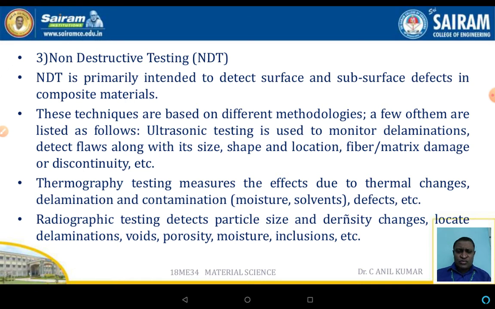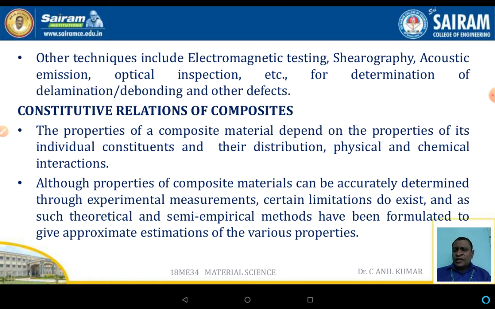The ultrasonic testing is used to monitor the delaminations, defects, flaws along the axis, as well as the size, shape, location, the fiber matrix damage, as well as discontinuity. Thermography test measures the effect of the thermal change, delamination, as well as contamination, either the moisture or a solvent or some other defects. The radiographic testing is used to detect the particle size, the density, locate delamination, the voids, the porosity, the moisture or the inclusions, etc. Other techniques include electromagnetic testing, spectrography, acoustic emission, optical inspection, etc.